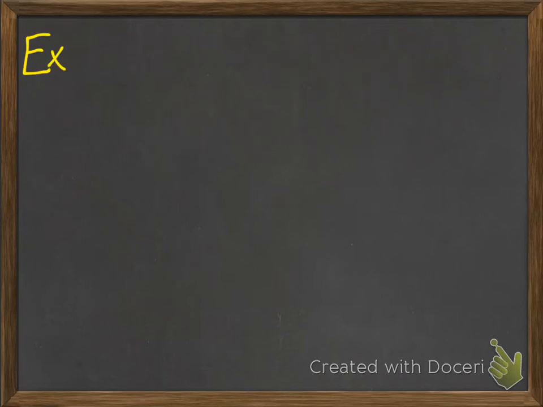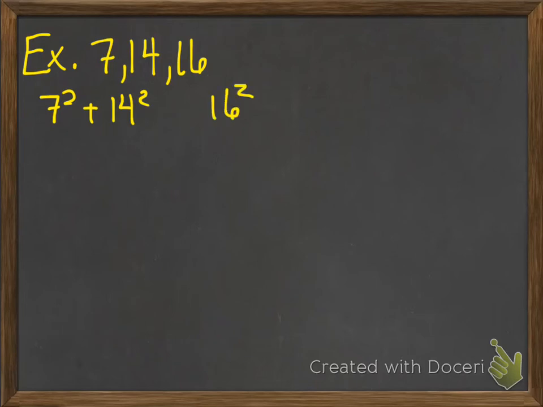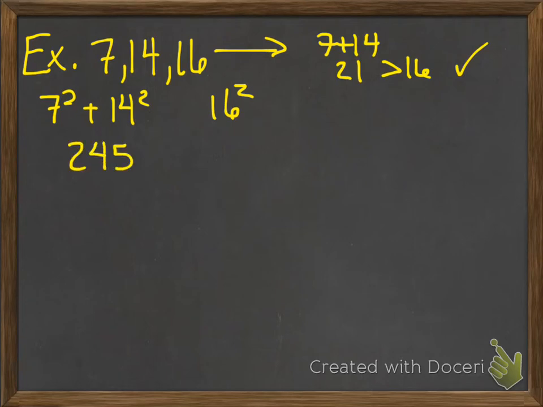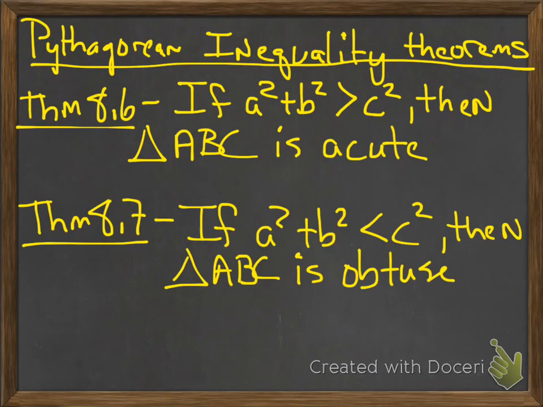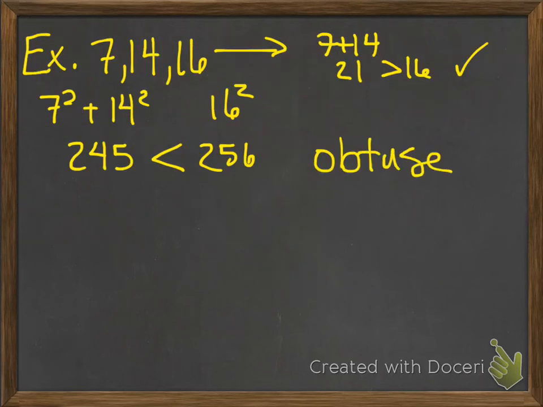So, example. Let me give you 7, 14, 16. We're going to see about 7 squared plus 14 squared and compare it to 16 squared. But before we do that, we want to make sure that this could be a triangle. So 7 plus 14 is 21, and we know 21 is bigger than 16. So yes, this could be a triangle, just like what we did in the last test. Now, 7 squared plus 14 squared is 245. 16 squared is 256. So 245 is less than 256. Since it is less, we would say it's obtuse. So those 3 sides together would make an obtuse triangle.